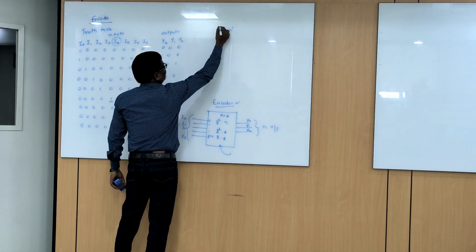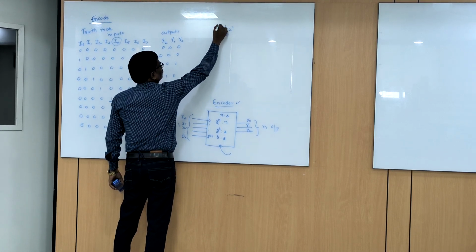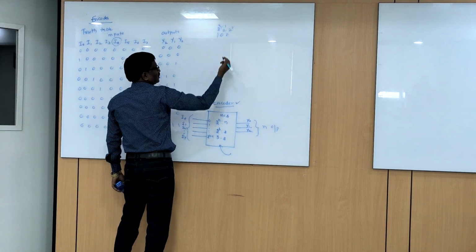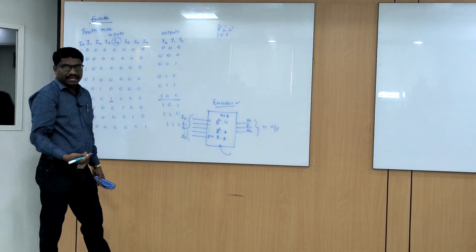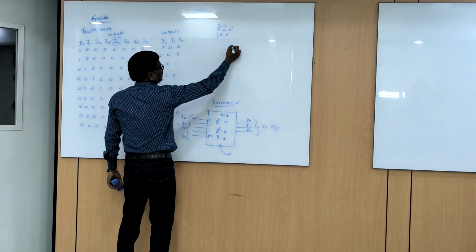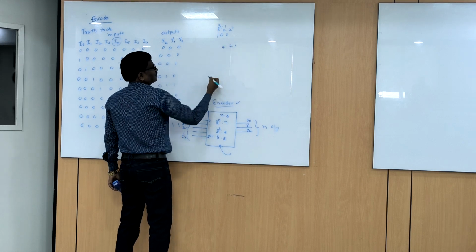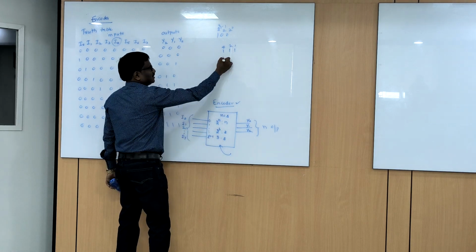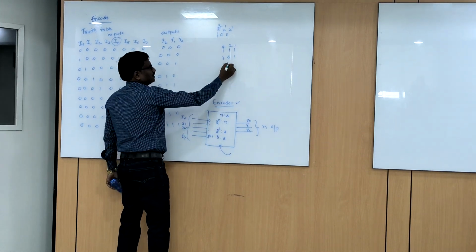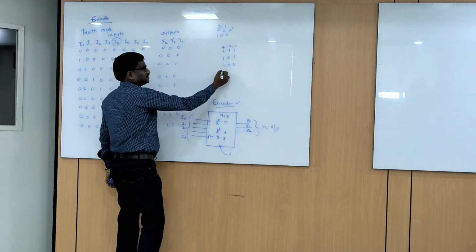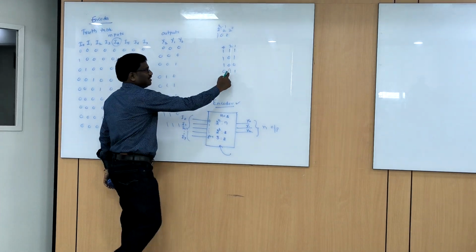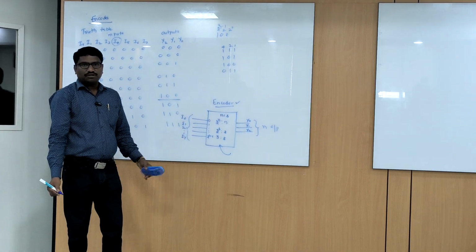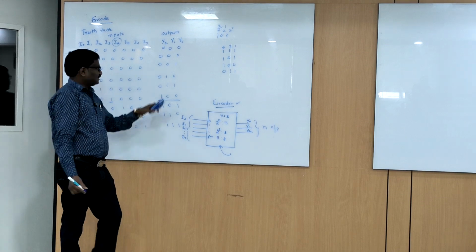2 power 0, 2 power 1, 2 power 2. 2 power 0 multiplied by 0, 2 power 1 multiplied by 0, 2 power 2 is 4. Generally, to get the value of a binary number, you have to write the weights. What exactly are the weights? 1, 2, 4. If I write 1 1 1, 4 plus 2 plus 1. If I write 1 0 1, 4 plus 1, 5. If I write 1 0 0, it is 4 only. If I write 0 1 1, 2 plus 1, 3. Likewise, you should be able to find the value of a 3-bit binary number.